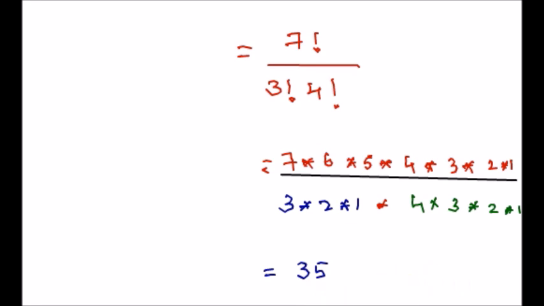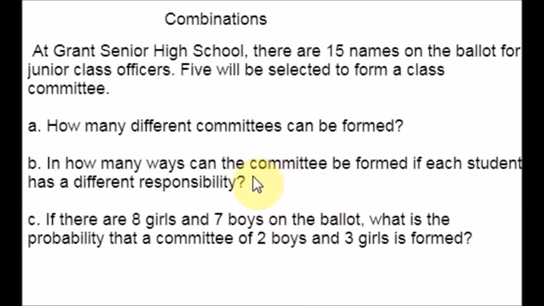Let me show you one word problem. Please have a glance over this example question. At Grand Senior High School, there are 15 names on the ballot for junior class officers. 5 will be selected to form a class committee. We have 3 parts to the question. Let us start with part A. How many different committees can be formed?